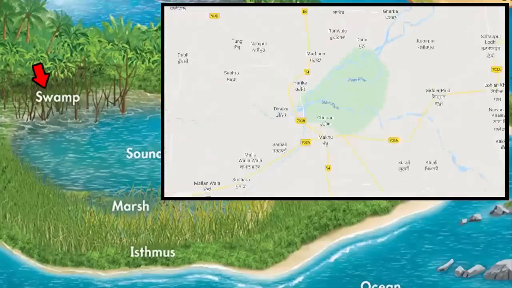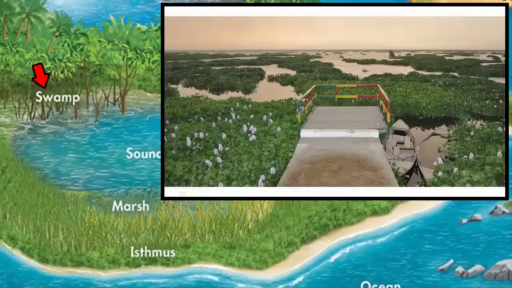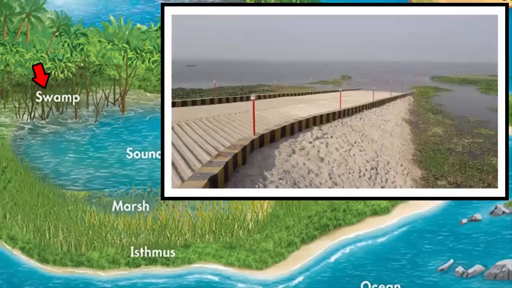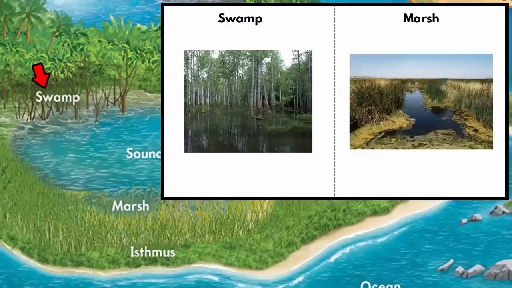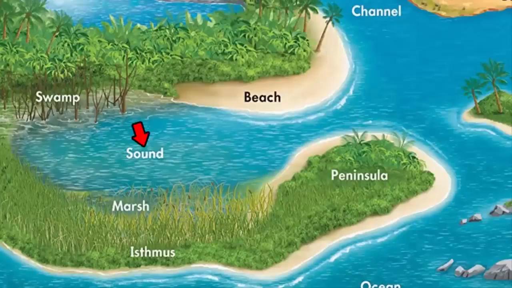Similarly, if you look at the Harike wetland in Punjab, you will find grass and herbaceous plants. That means it is a marsh. So the only difference between a marsh and a swamp is the existence of trees. If there are trees and woody plants, then it has to be a swamp. Please remember this point.